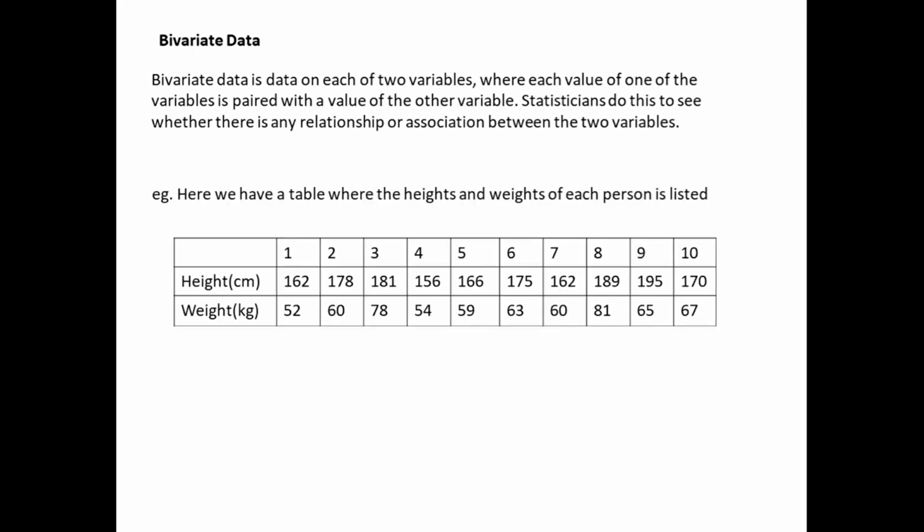So, for instance, here we have a table where we have the heights and the weights of several people listed. Person number 1, their height is 162 centimeters and their weight is 52 kilograms. Person number 2, their height is 178 centimeters and their weight is 60 kilograms, and so on. So we've got 10 people there.